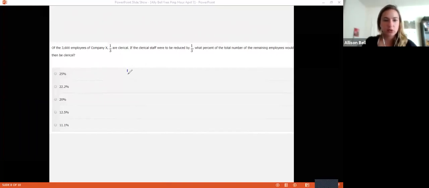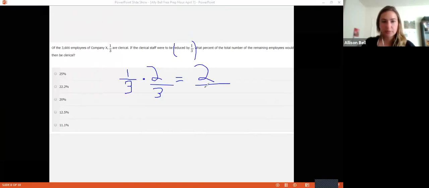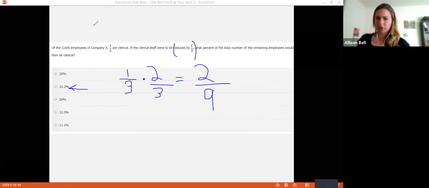They'll say, okay, so 1/3 of the staff is clerical. We're going to reduce by 1/3, which means that the new amount of clerical staff will be 2/3 the old amount. So if the old amount was 1/3 of the total staff, the new amount is 2/3, which means it's 2/9 of the original staff, which would get me answer choice B. Does anybody have any concerns about doing it that way? Is there anything I'm missing if I do that?